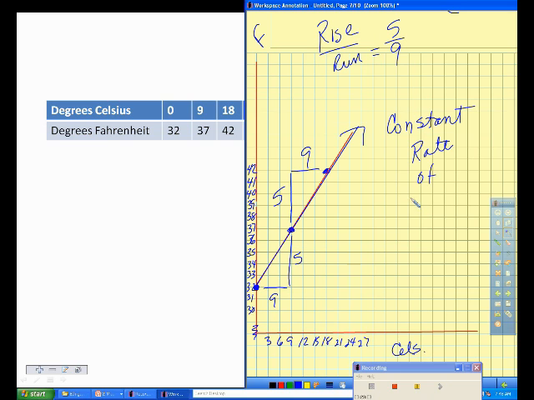Which also makes this what? If it has a constant rate of change, hopefully you said it at home, that also makes it linear, which means that if you line up the data points together, they work out to form a straight line. So whenever you have a constant rate of change, that's going to result in the data being linear as well.